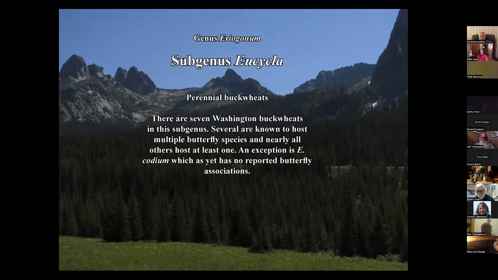Moving into the next genus, next subgenus. This is Eucycla. By the way, these first two groups are perennial buckwheats. These are ones that grow up from woody roots year after year in the same place. We have 7 species in this group, and several of these are known to host butterflies as host plants.